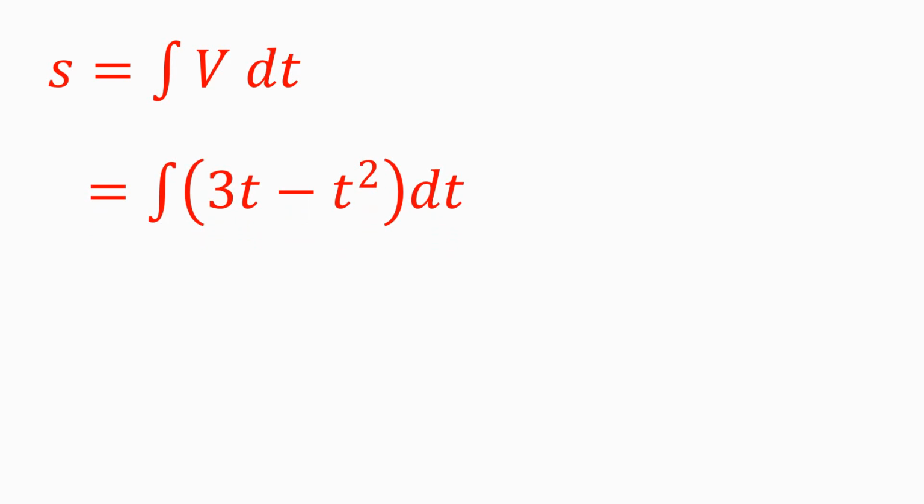Then for integration, you are supposed to add 1 to the power of the unknown, then divide the whole term by the new power that you have obtained. For example, for the 3t, since the power of t in the first term is 1, it will be 1 plus 1, which is 2. So it will be 3t squared divided by 2 minus t squared. So plus 1 becomes t cubed, so it will be t cubed divided by 3. So it is 3t squared divided by 2 minus t cubed divided by 3.